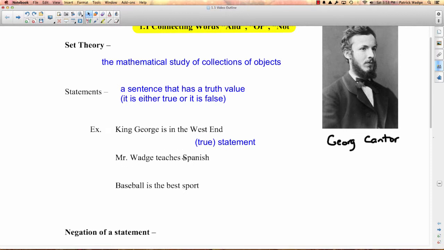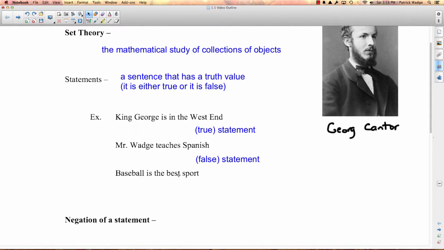Mr. Wadge teaches Spanish. No, I don't teach Spanish. So does that mean it's not a statement? No, it is a statement. Right? It does have a truth value, but in this case the truth value isn't true. The truth value is false. So this is a false statement.